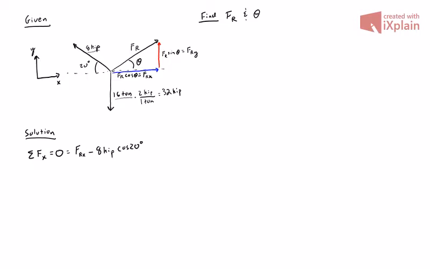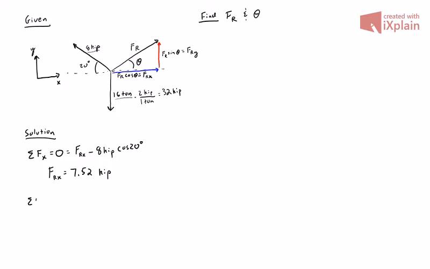And if we go ahead and look at that, we have a single equation with a single unknown, so we can find that the x component of force R is going to be equal to 7.52 kips. Well, that's not really enough for us to find what FR and theta are, so we move on to our second equation.